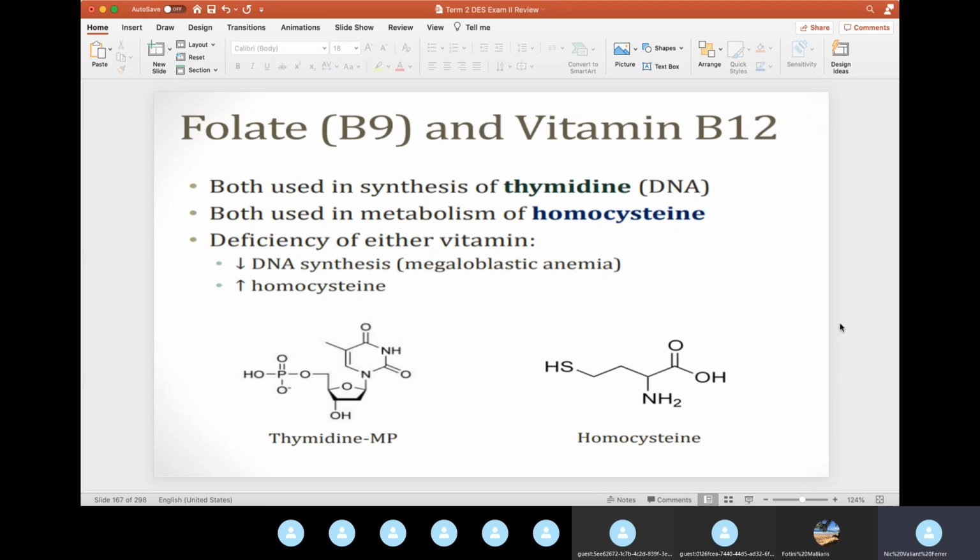Folate and vitamin B12 deficiency affect synthesis of thymidine, right, for your dTMP. Both are used in metabolism of your homocysteine. So if you have a deficiency in both, you can have a decrease in DNA synthesis and an increase in homocysteine. So homocystinuria is an increase in both. You can have homocystinuria in both deficiencies.